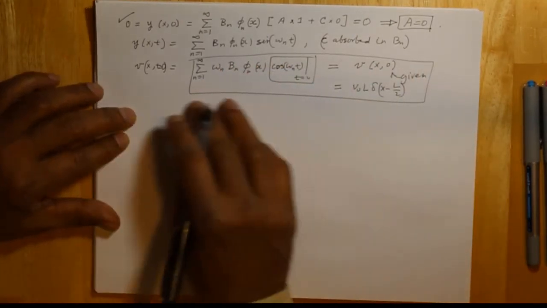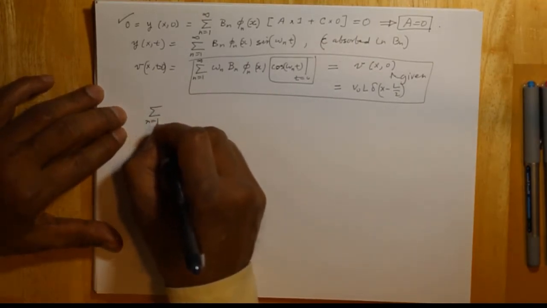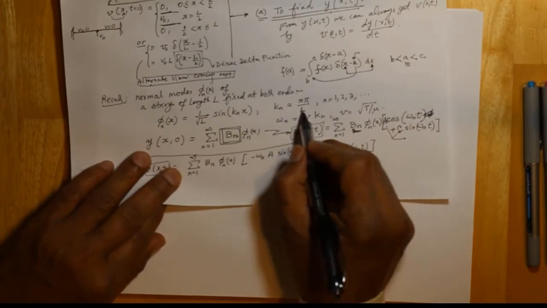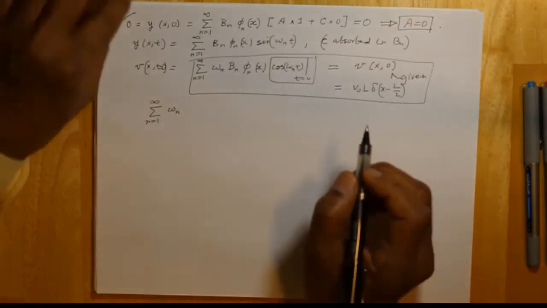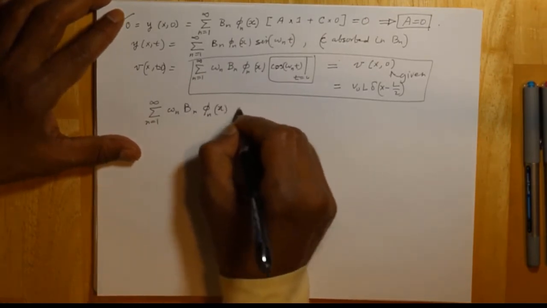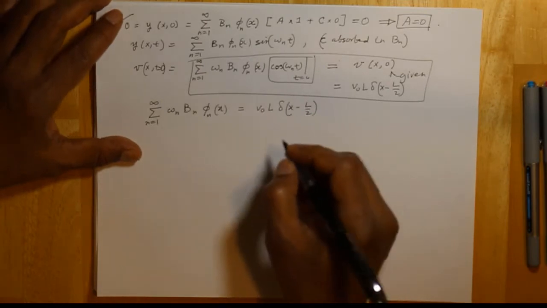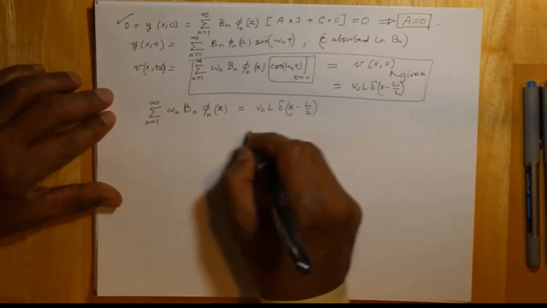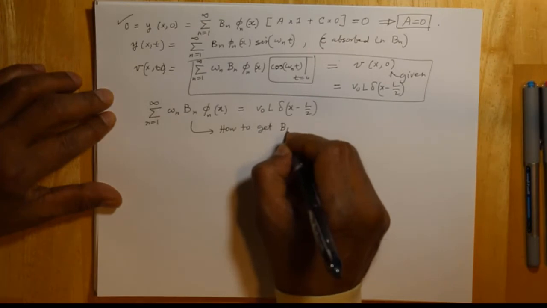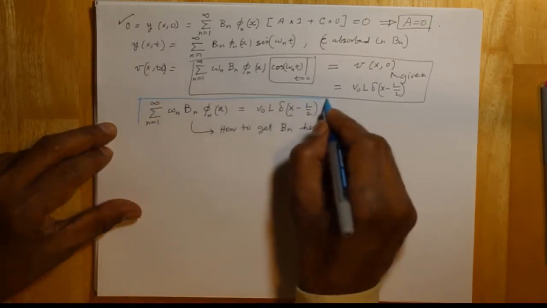Let's see what it looks like in isolation. So the problem now becomes the sum from n equals 1 to infinity. Omega n is known, right? Omega n is known because kn is known, so omega n is okay. Bn, that's the only thing I need to know. And phi n of x. And on the right, v0 L delta(x minus L over 2). So the question is how to get Bn here. That is the main question we need to address.